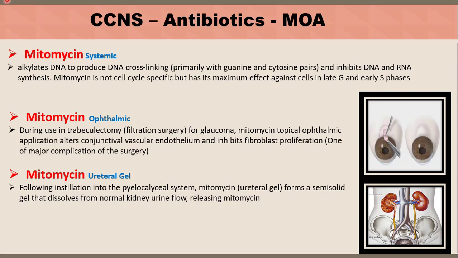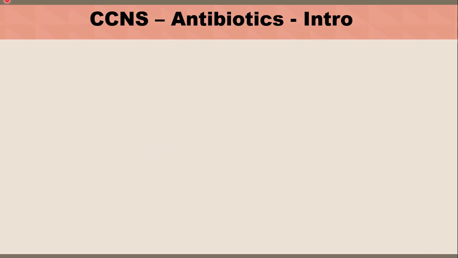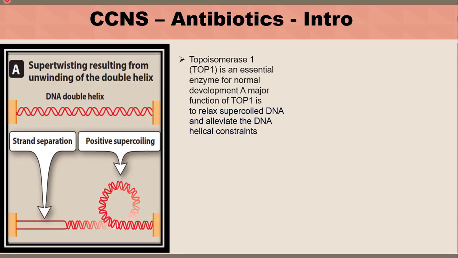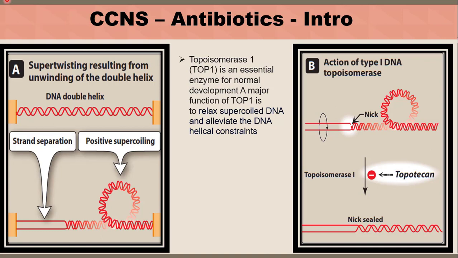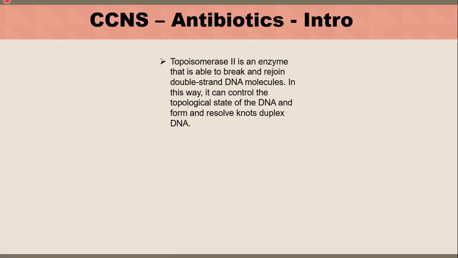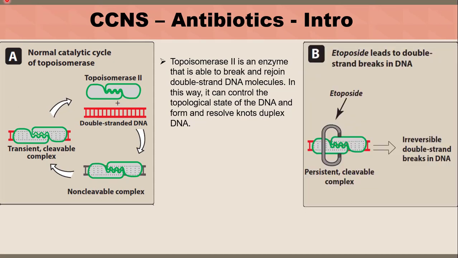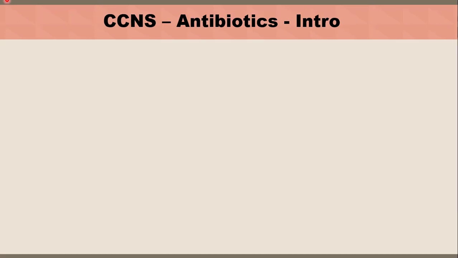To fully understand the anti-cancer antibiotics, we have to remember topoisomerase 1 and 2 and their effects on the DNA. Topoisomerase 1 is an essential enzyme for normal development. Its major function is to relax supercoiled DNA and alleviate the DNA helical constraints. Topoisomerase 2 is an enzyme that is able to break and rejoin double-strand DNA molecules. In this way, it can control the topological state of the DNA. In the next 5 slides, we're gonna learn extraordinary information about the third anti-cancer antibiotic.